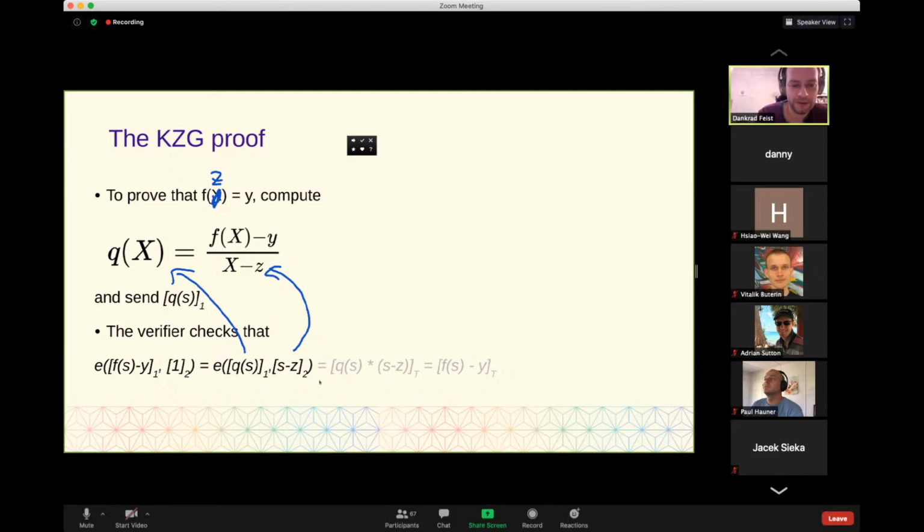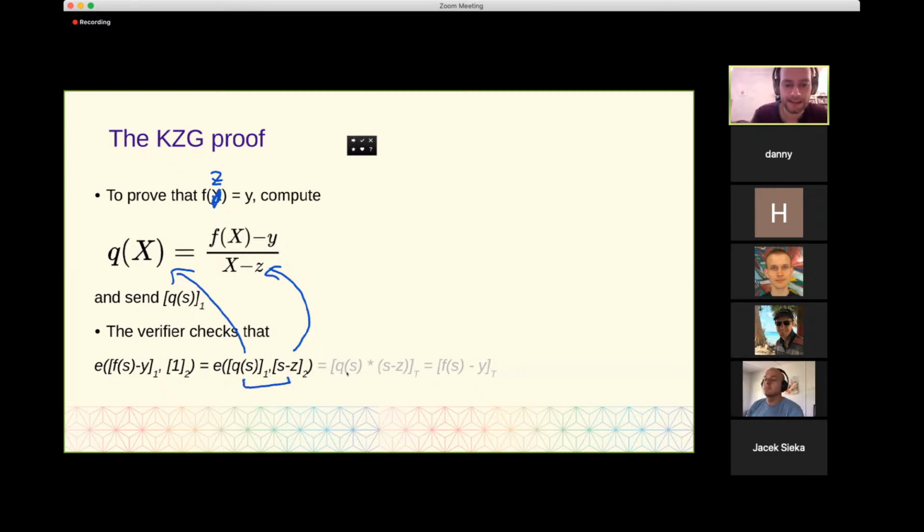Okay, and why is this true? Well, if you look at it, the right-hand side, it turns out, is a multiplication. It multiplies these two polynomials, as we've seen earlier, right? Using the pairing, we can multiply two polynomials. So what we get is q of s times s minus z. So that is a commitment to the polynomial, right? If we write this as polynomials again, q of x times x minus z.